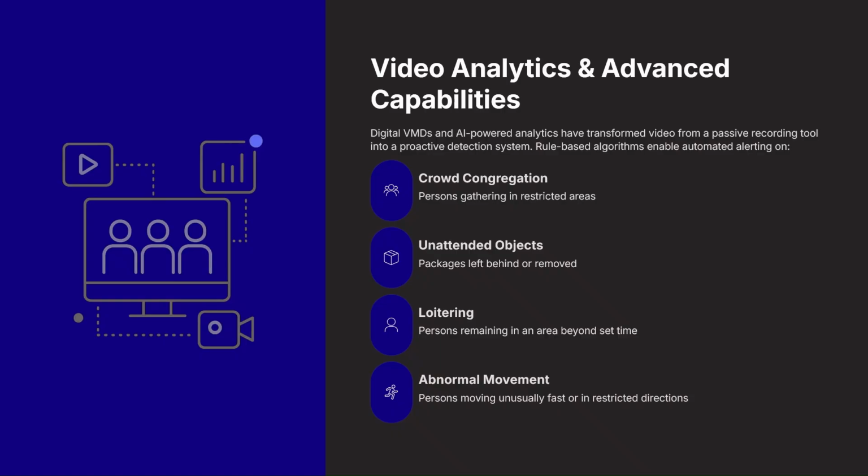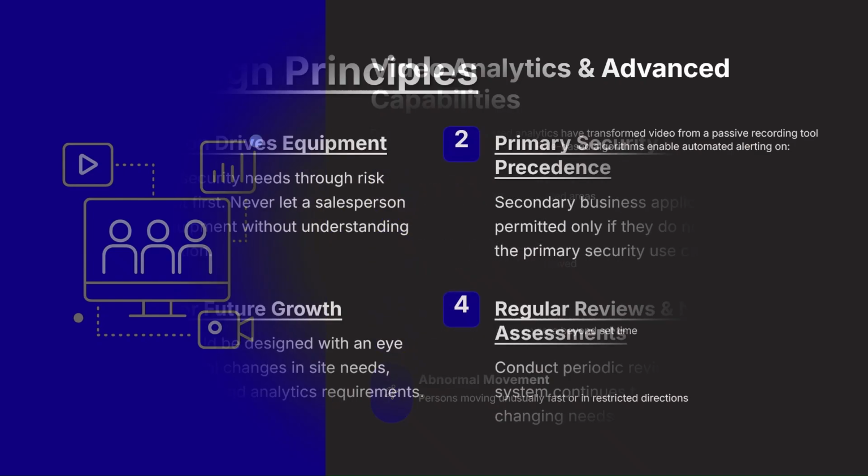Modern video surveillance has evolved beyond simple monitoring to include powerful analytics and intelligent features. Video analytics enable automated detection of specific events such as crowd congregation, unattended objects, loitering, and abnormal movement. These capabilities allow systems to proactively identify potential threats rather than just record them. For example, detecting an unattended bag in a sensitive area or identifying unusual movement patterns can trigger alerts in real time. These advanced capabilities significantly enhance situational awareness, reduce operator workload, and improve the overall effectiveness of security operations.